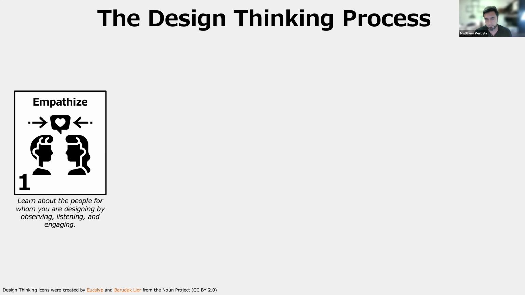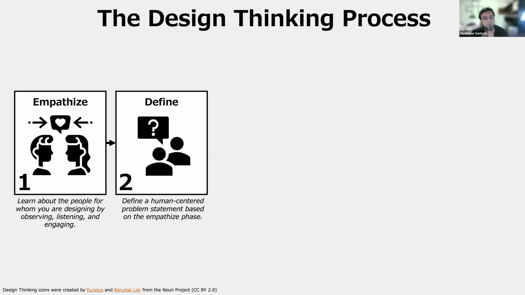Step 1 of design thinking is to empathize. This is something that engineers, perhaps a long time ago or a while back when engineers were trained, didn't think about this step too much, right? But empathizing as the first step to designing a product is extremely important. It means that we need to learn about the people for whom we are designing by observing, by listening, and by engaging in conversations and discussions.